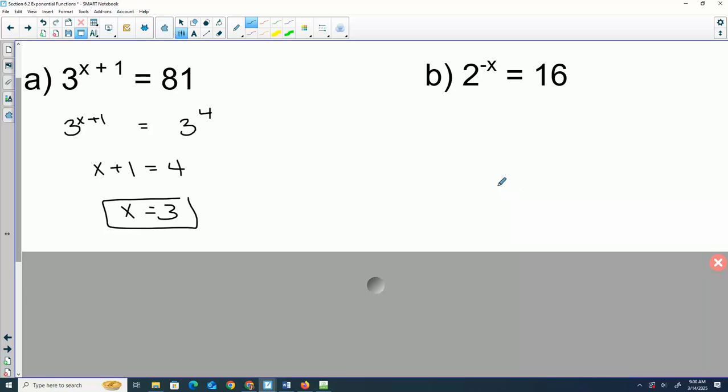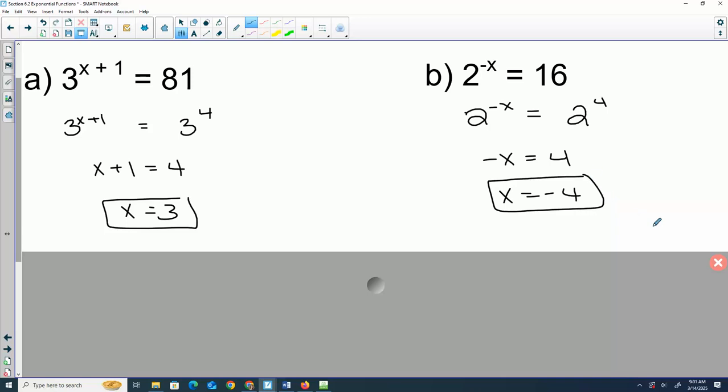So if I look at B. 2 to the negative x equals 16. What would you do? Can't change 2 to the negative x, but 16 is 2 to the 4. So negative x is equal to 4, and x is negative 4. Alright.